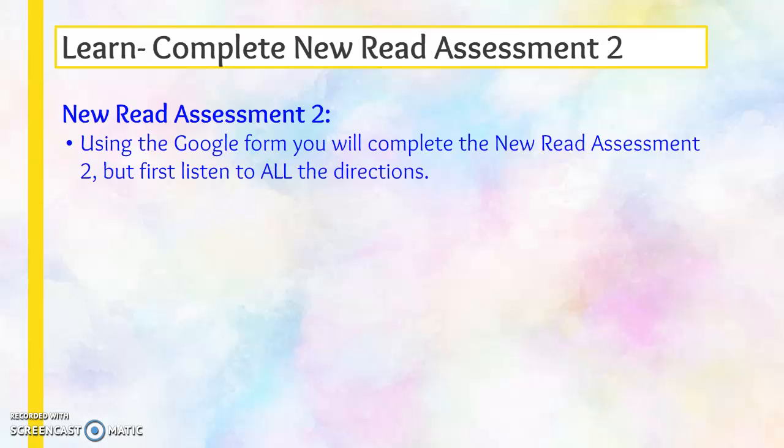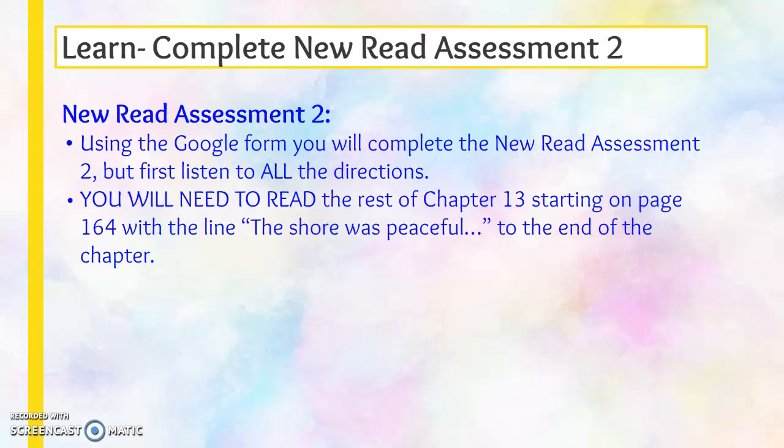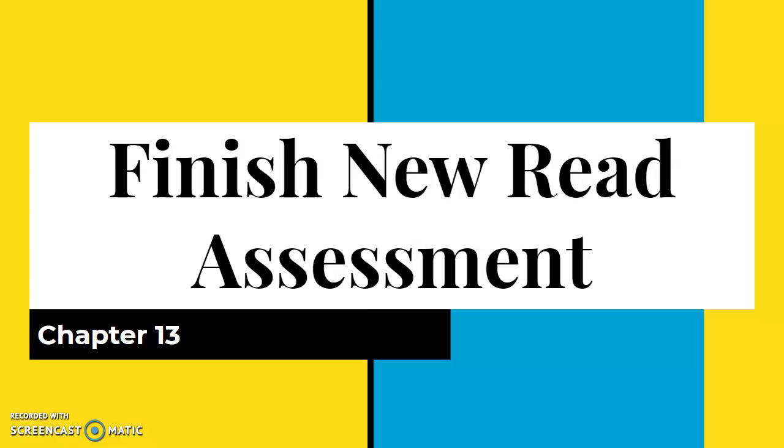So now we're going to do New Read Assessment 2. You're going to have a Google form, and you'll get that from the document from Google Classroom. Go to the classroom stream, and you'll see it. But first, you need to listen to all the directions. You're going to need to read the rest of Chapter 13, starting on page 164. Start at the line that says, "The shore was peaceful," and read to the end of the chapter.